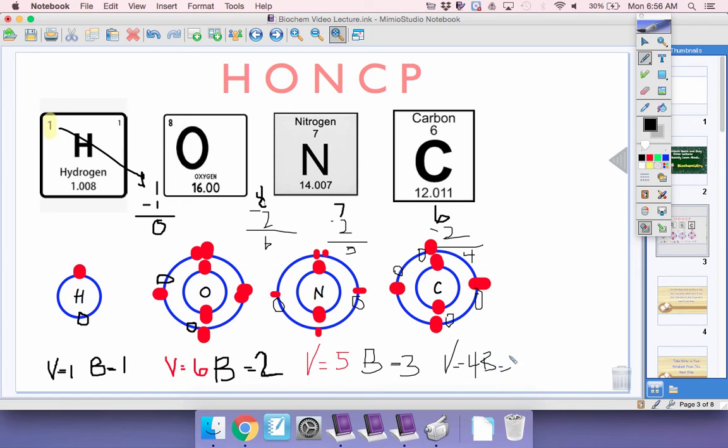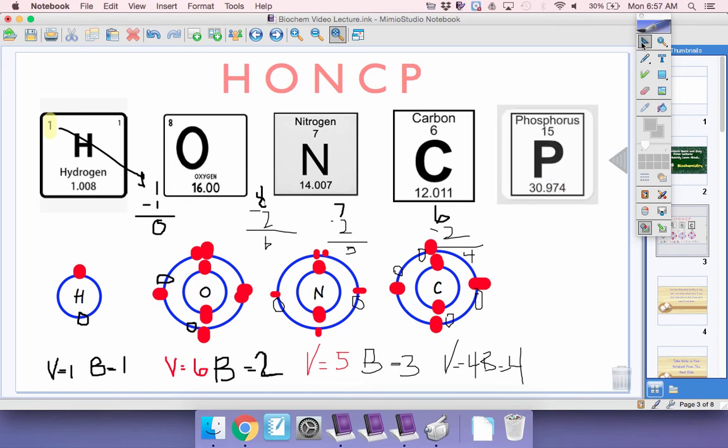Bonds that carbon needs to make, we have 4. Okay, so if you can remember HONC, hydrogen makes 1, oxygen makes 2, nitrogen makes 3, and carbon makes 4 bonds. Makes it easy to remember. Okay, last we have phosphorus.